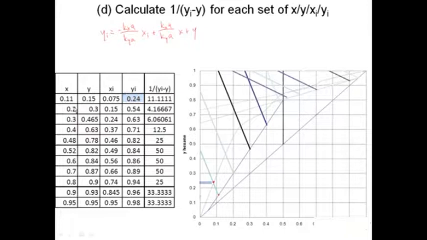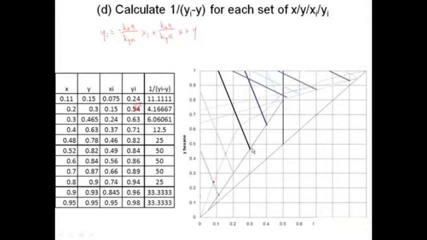I do that for the next point, 0.2. I've got 0.2, and the corresponding y is 0.3. So I put that 0.3 here. I draw my line, and I see where it intersects the equilibrium data. And so xi equals 0.15 and yi equals 0.54. Oops, I think that's supposed to be 4.5.